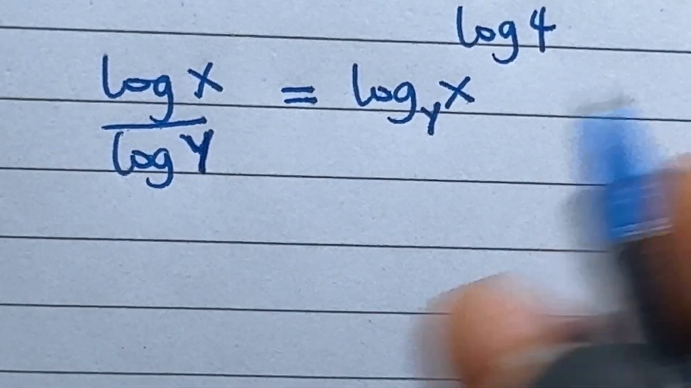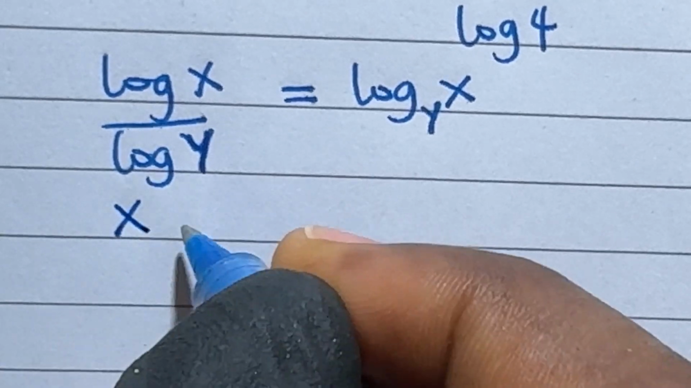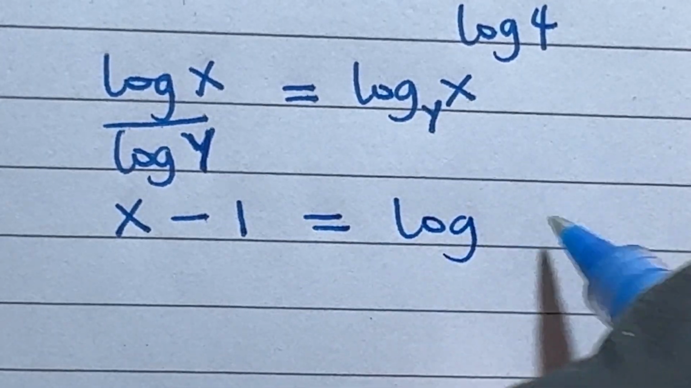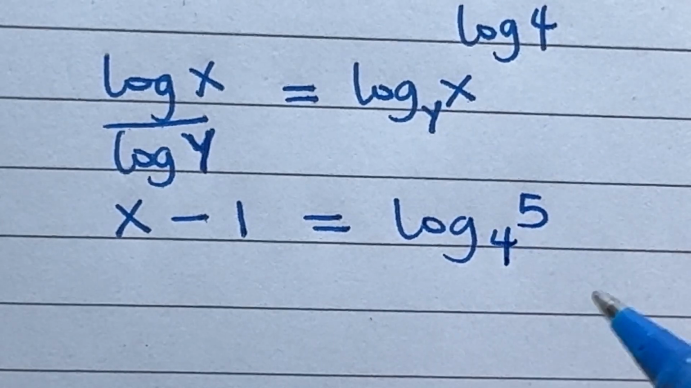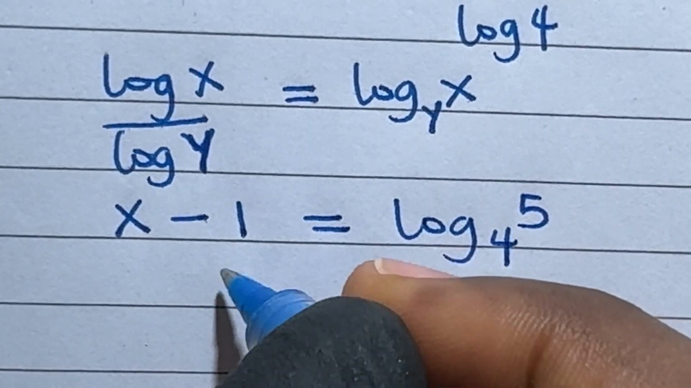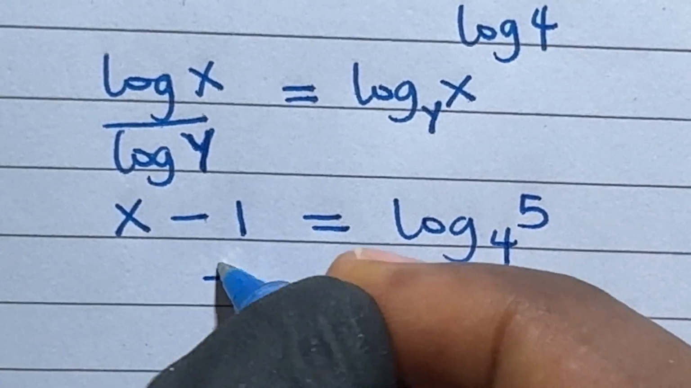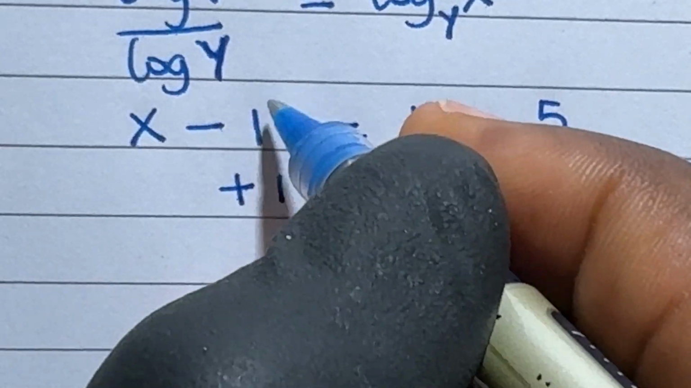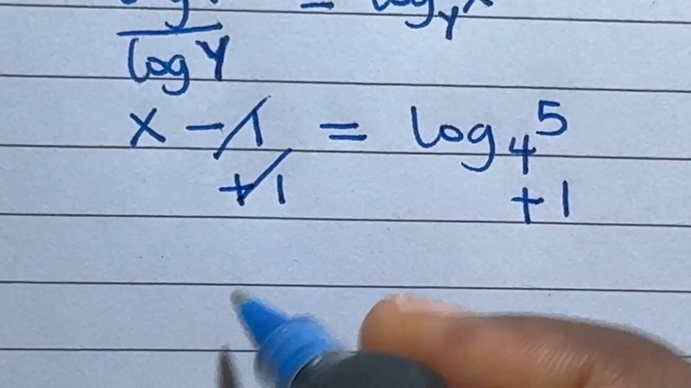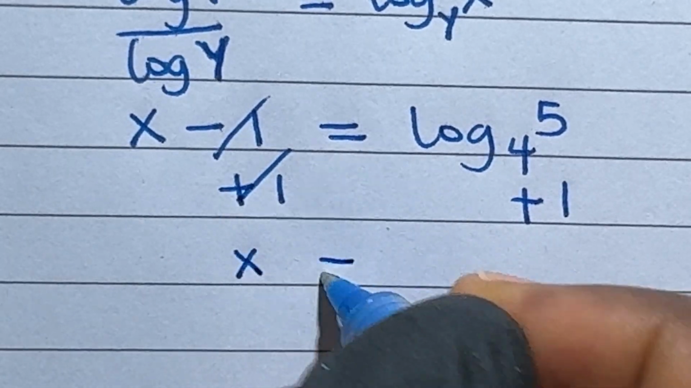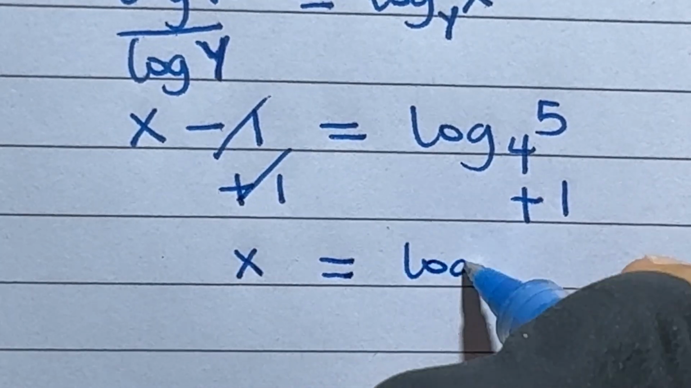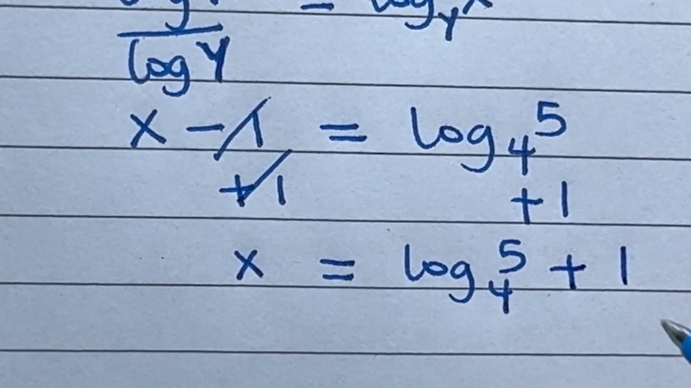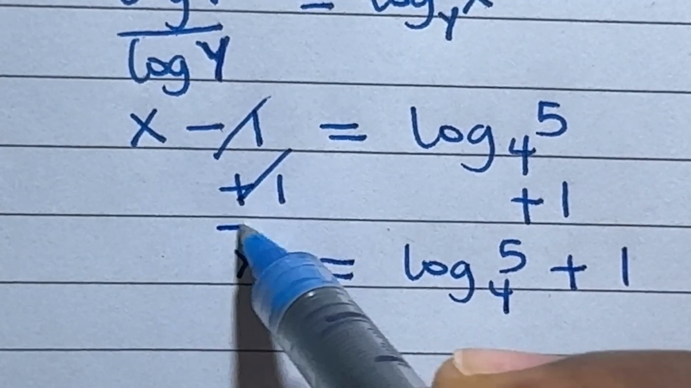So I have x minus 1 is equal to log 5 base 4. Then I can add 1 to both sides. I say plus 1, plus 1. So this cancels this, and then x is equal to log 5 base 4 plus 1. This will be our final answer.